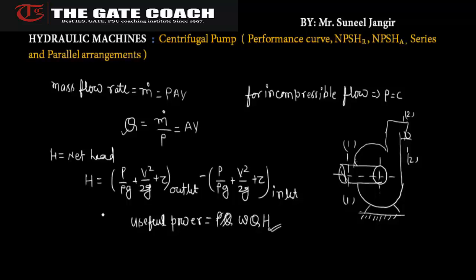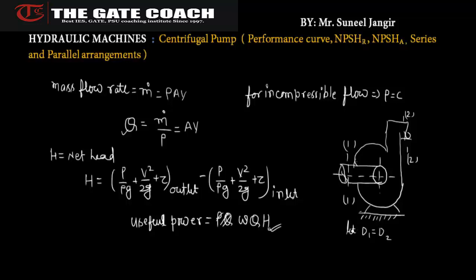Now let's suppose the diameter at station 1 and the diameter at station 2 are the same. That is, let d1 equal d2, meaning the diameter is the same.